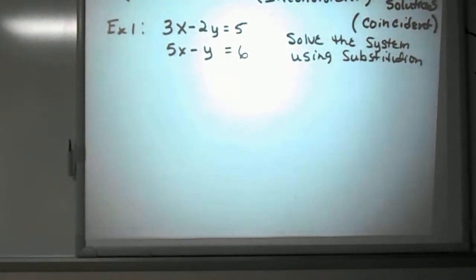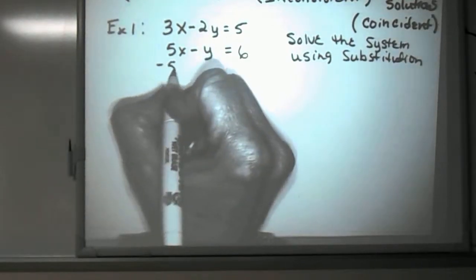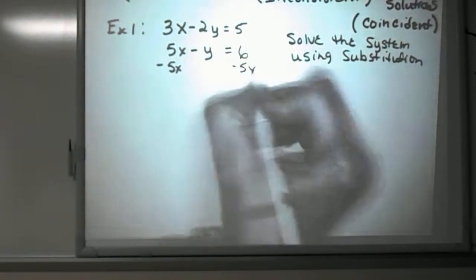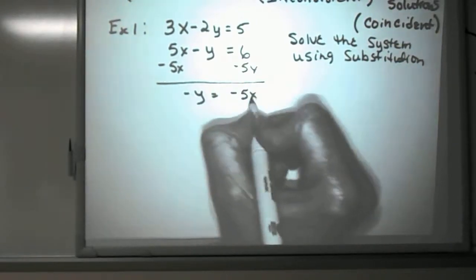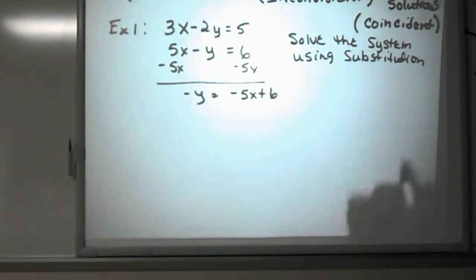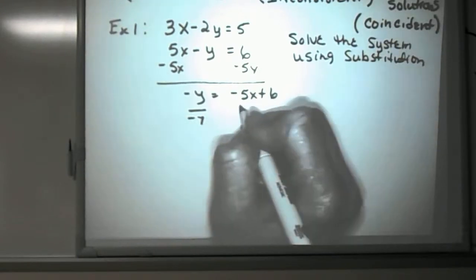Okay, so let's do it. I'm going to subtract 5x from both sides. Negative y equals negative 5x plus 6, and then divide by negative 1.